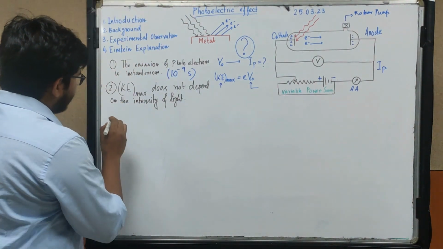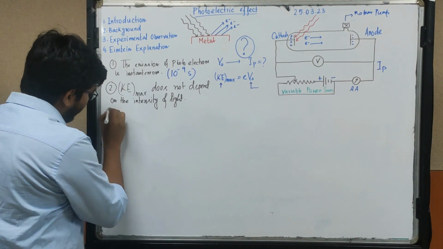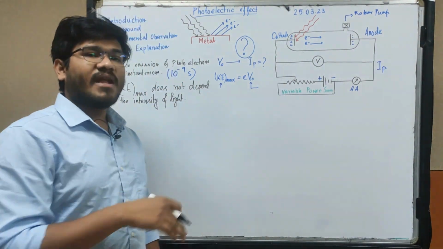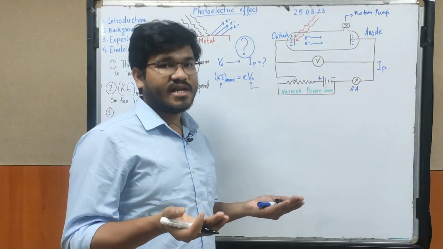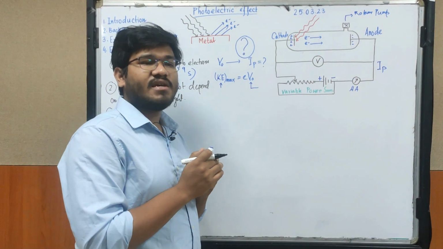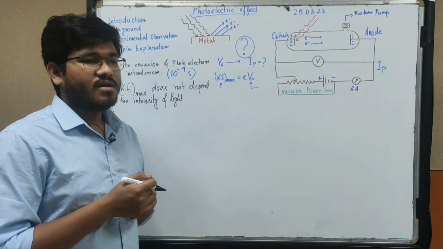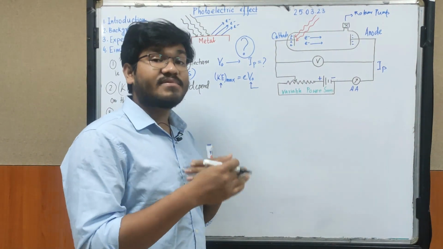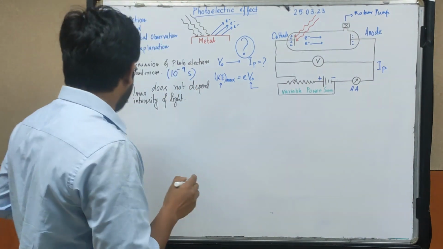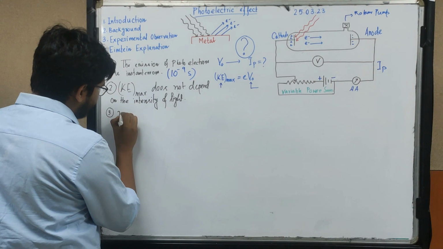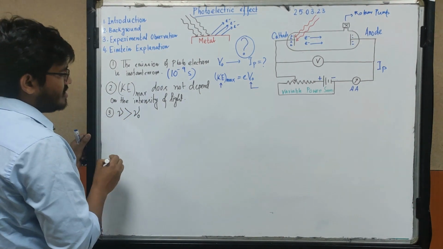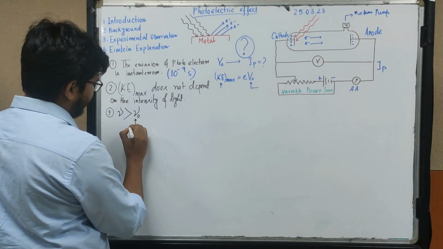Now what is the third observation? Third observation was that if you shine any kind of light, will the electron be ejected? It was observed that there is a particular frequency for every metal. So if you use an incident light above that frequency only, then only electrons will be ejected. So the frequency of the incident light must be greater than some threshold frequency, which is known as the cutoff frequency.